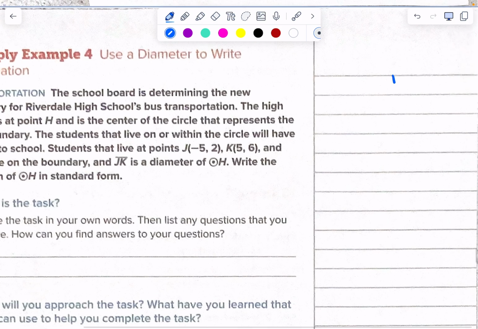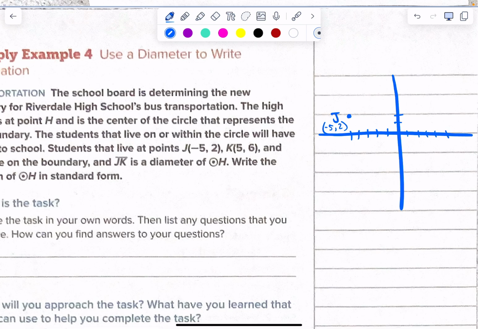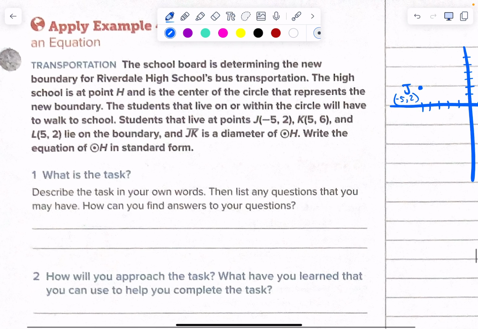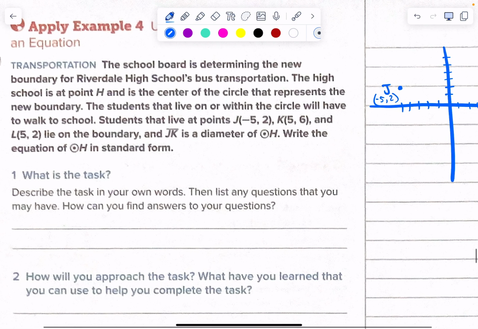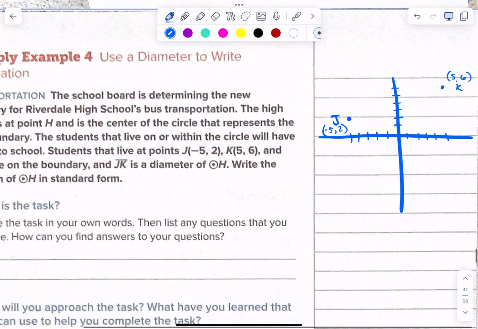I'm going to graph this thing. I can't math this. J is -5, 2. That's J, -5, comma 2. K is 5, comma 6. That is K. And H, oh, they don't say. L is at 5, 2. Okay, this is L.